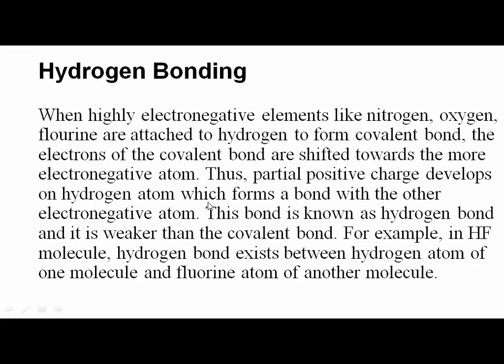Last part, hydrogen bonding. What do we mean by hydrogen bonding? This hydrogen bonding was first introduced by the scientists Latimer and Rodebush in the year 1920. Hydrogen bonding comes only for 3 elements: fluorine, oxygen and nitrogen. When highly electronegative elements like fluorine, nitrogen and oxygen are attached to hydrogen to form a covalent bond, the electrons of the covalent bond are shifted towards the more electronegative atom.